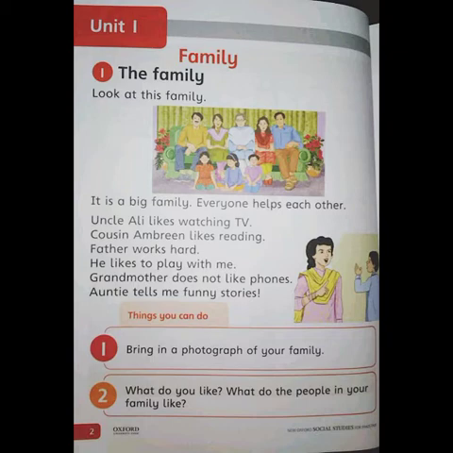All right, after that there's a word grandmother. Grandmother is the mother of your father and your mother. After that is a word auntie, which we also call aunt. So aunt or auntie is the sister of your father and your mother. All right, so let's read this page and then you will come to know.